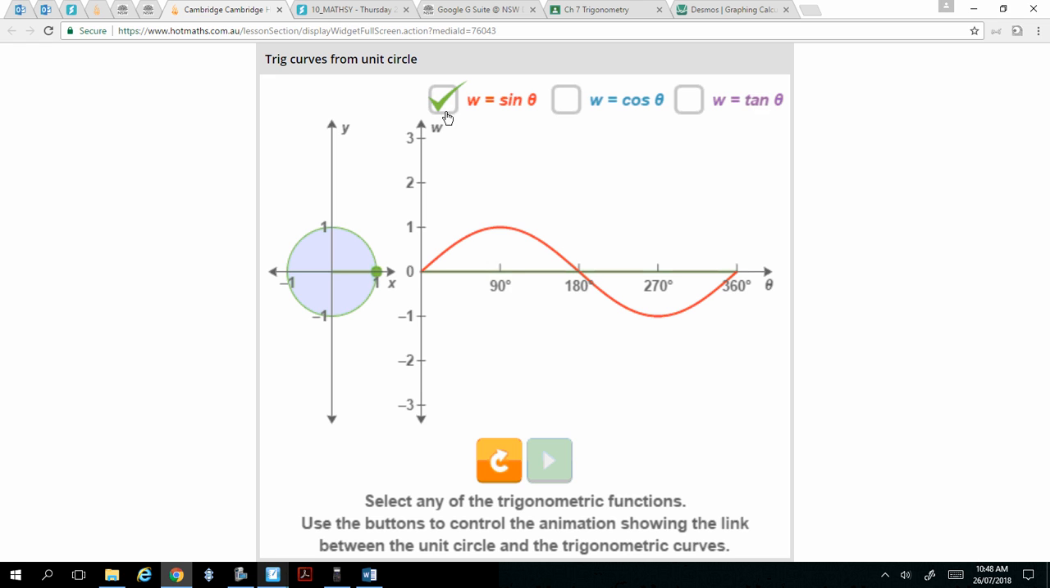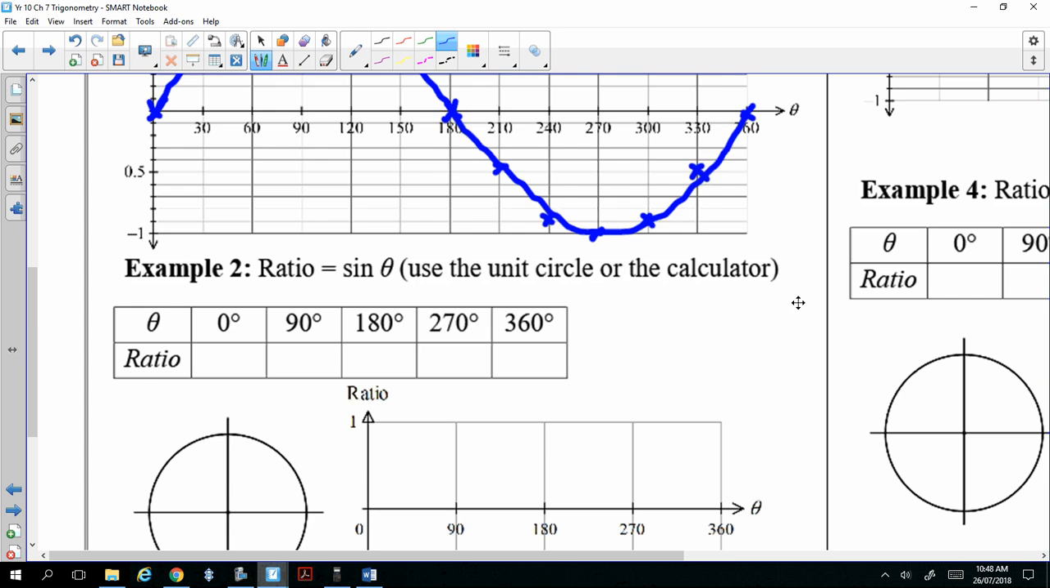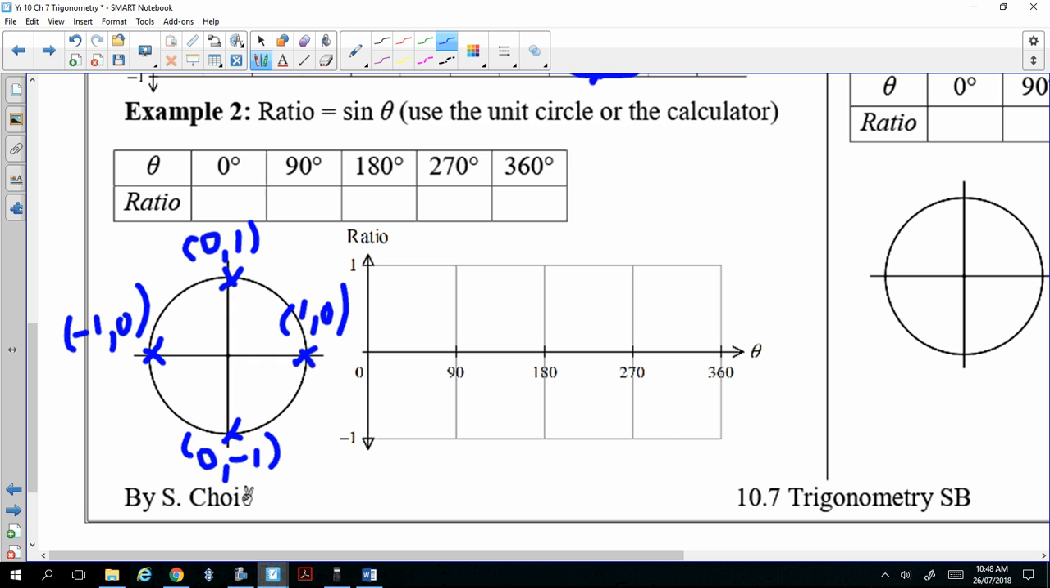Let's go back to your worksheet. So what you can do is, when you draw the graph, it can go like this. You can find out the y value. If you plot these 4 points, this is 0, 1, 1, 0, negative 1, 0, and that's 0, negative 1. Now remember, the sine is the y value.